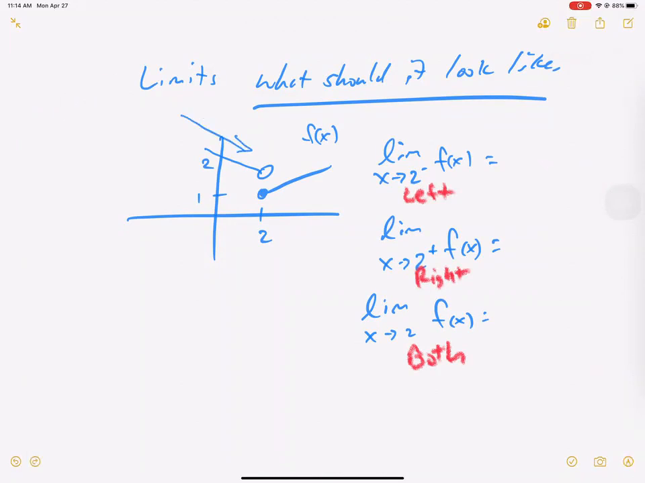That looks like it's going to be 2. That's what the value looks like as I get closer to 2. But remember, the value doesn't exist at 2. If I write f of 2, what is the actual value at 2? The hollow or the solid? The hollow value is not where I'm supposed to be. It's what I can get close to. The solid value at 2 is actually at 1. So the actual function value is f of 2 equals 1.